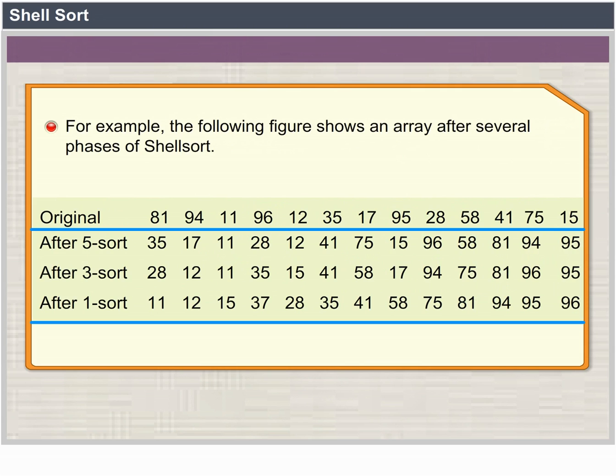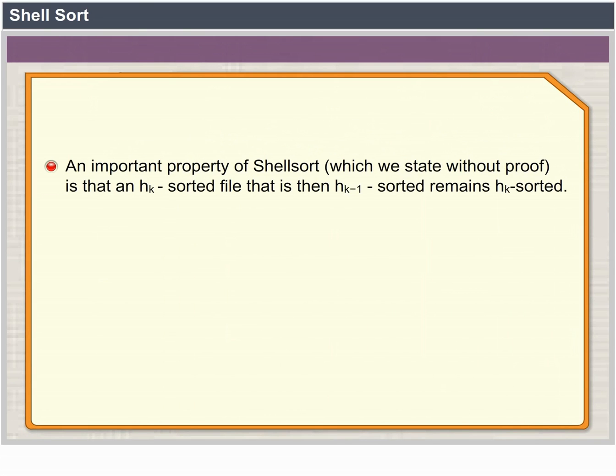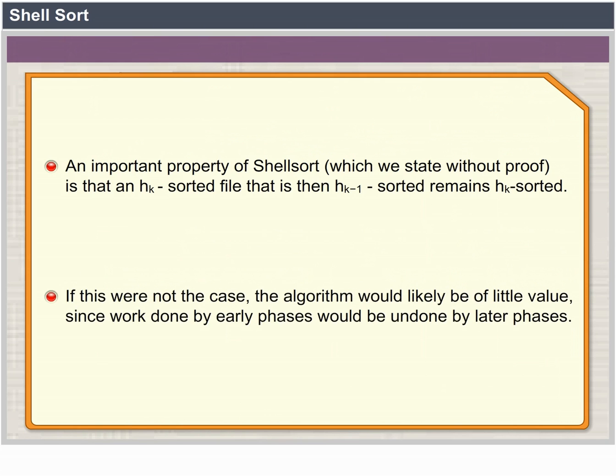An important property of shell sort, which we state without proof, is that an hk-sorted file that is then h(k-1)-sorted remains hk-sorted. If this were not the case, the algorithm would likely be of little value, since work done by early phases would be undone by later phases.